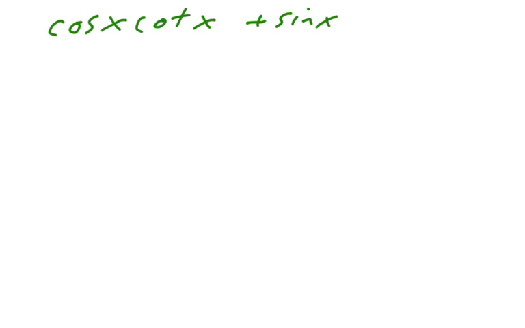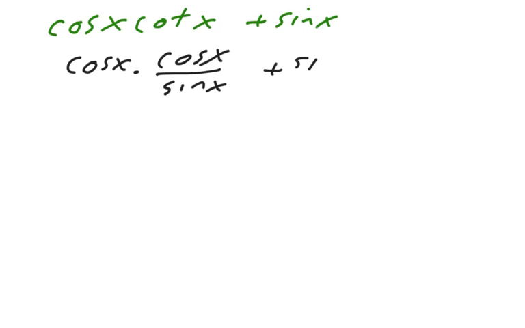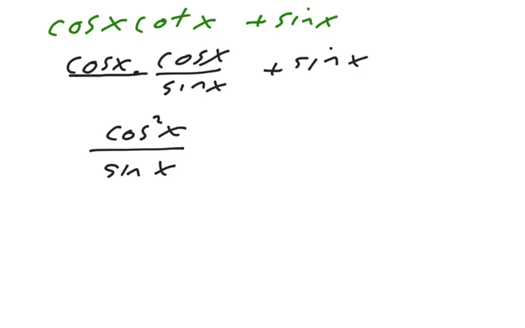Okay, let's try one more here. We got the cosine times the cotangent of x plus the sine of x. So the cosine of x stays the same. Cotangent I'm going to change to be cosine over sine plus sine of x. Cosine squared x over sine x, because cosine times cosine is cosine squared, plus sine x.